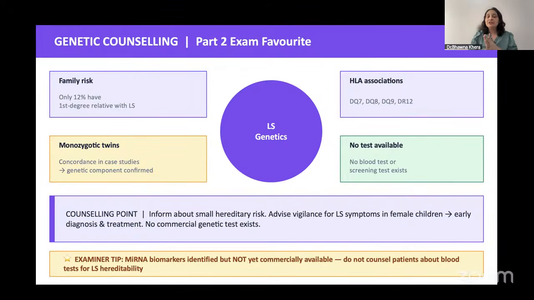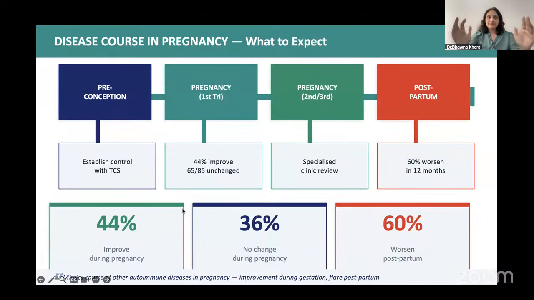What are the important counseling points? Small hereditary risk is there. So advise vigilance for LS symptoms in female children. So if the role player has a female child, then we have to talk about being vigilant in that. Early diagnosis and treatment is the key.